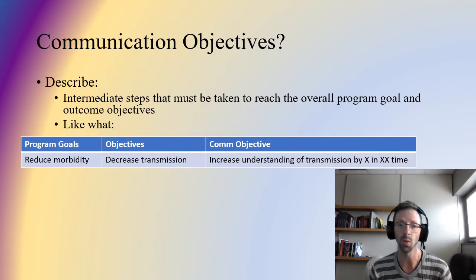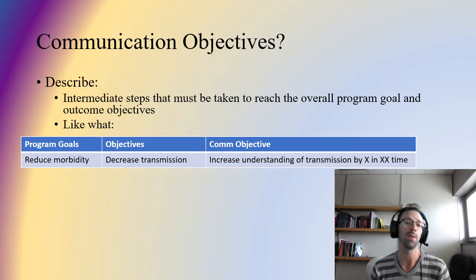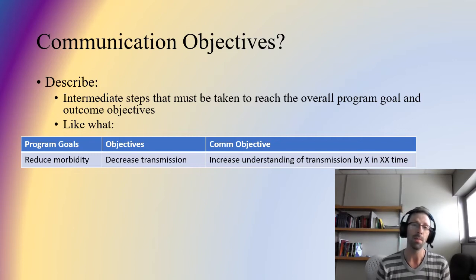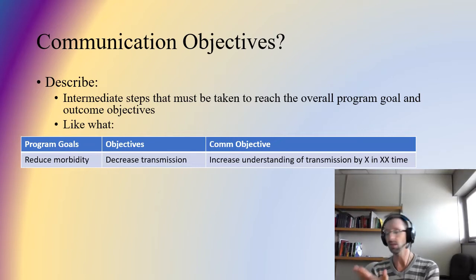Well, to reduce morbidity, we probably have to decrease transmission, right? Because we're talking about the incidence of this thing, and we want to have fewer people catching it, right? That would be reducing morbidity. So what is a communication objective that might help us reach that goal? Well, it kind of depends on what we're overall trying to accomplish. So in order to decrease transmission, we have to have a research-based approach to this and figure out, well, what's going to work best? There have been a lot of ideas floated, whether it's masking, vaccination, social distancing.